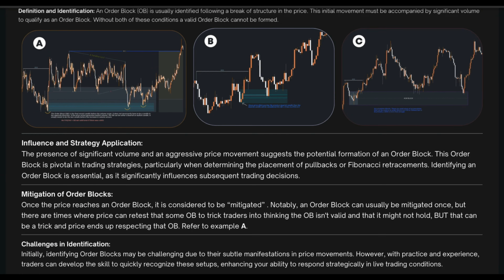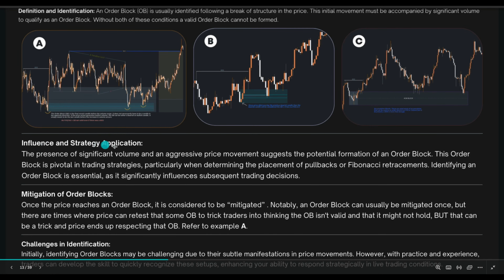Definition and identification. An order block, or OB, is usually identified following a break of structure in the price. This initial movement must be accompanied by significant volume to qualify as an order block. Without both of these conditions, a valid order block cannot be formed. You don't really need to have a fair value gap or a ton of volume, but in this case, I would say yes, you do.